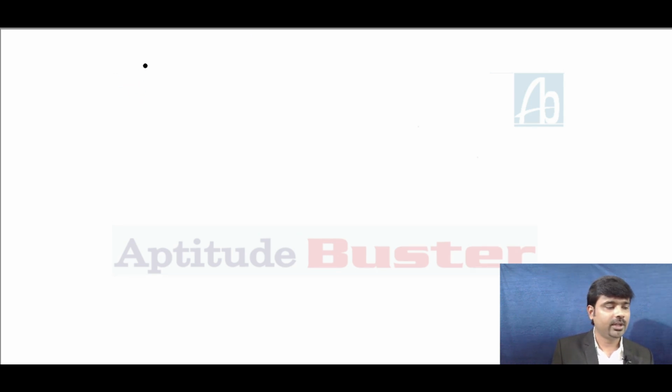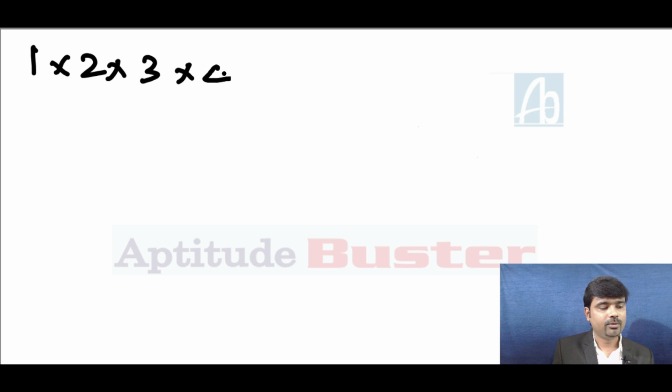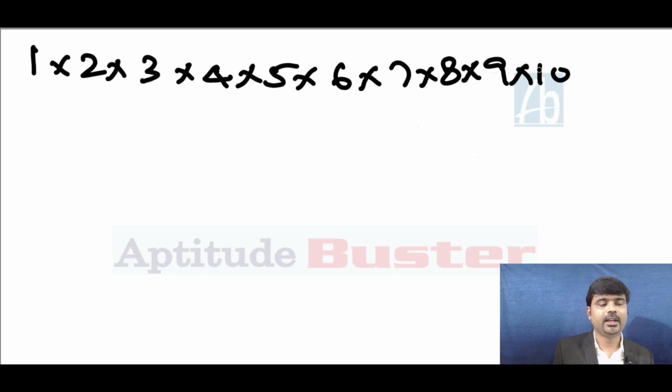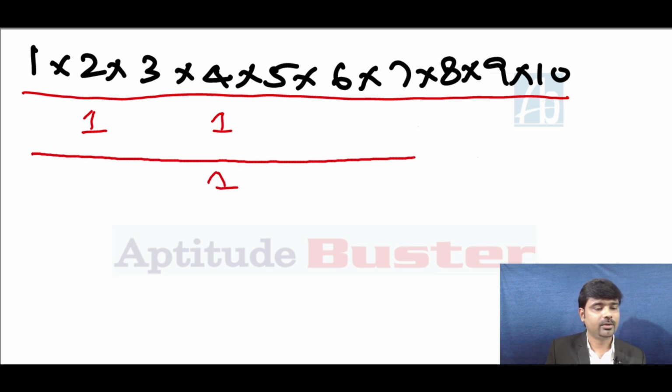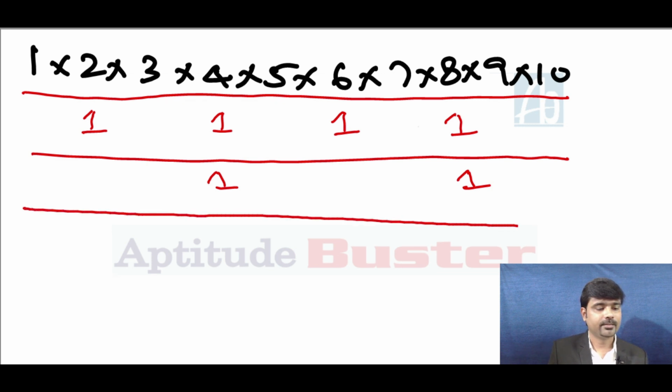If I take 10 factorial, 1 into 2 into 3 into 4 into 5 into 6 into 7 into 8 into 9 into 10, and you want to find the number of 2's in 10 factorial, just count the number of 2's manually. Here we have only 1, next one we have 2 ones, then 1, 1, 2, then 3 2's. Finally in the 10 we have 1. So the number of 2's in 10 factorial is 1, 2, 3, 4, 5, 6, 7, 8.